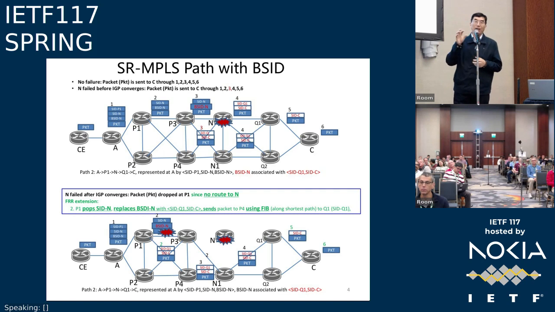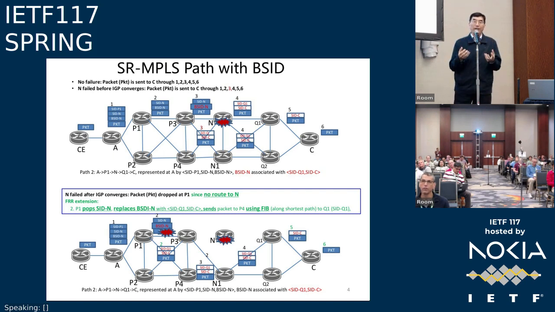After IGP convergence on the failure of node N, without the extension, the packet will drop. That's illustrated in the bottom figure. After IGP convergence on failure, P1 will receive a packet from A. This packet contains a node SID of P1, then a node SID of N, and a binding SID of N. So P1 will pop its SID. At this point, the top SID is a SID of node N, which is the failed node. P1 doesn't have a forwarding entry for the failed node. So without the extension, P1 will drop the packet.